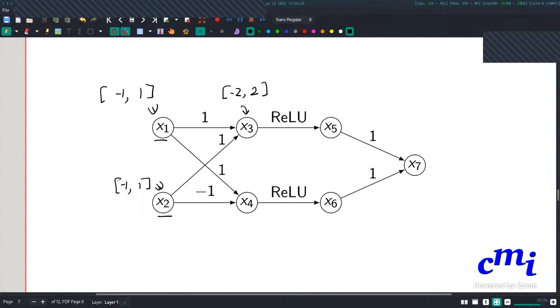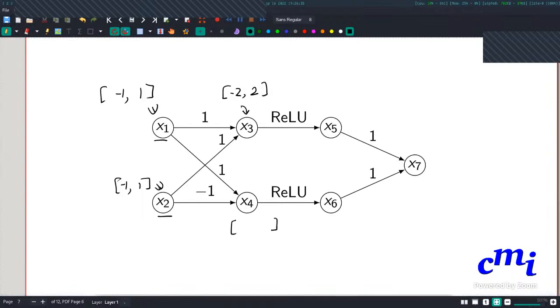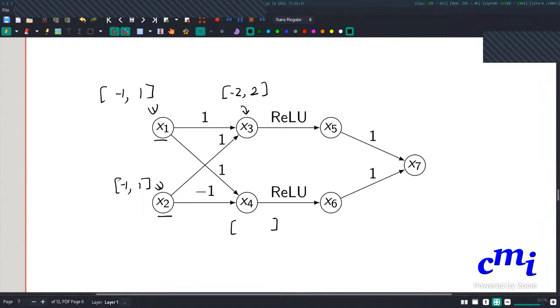And similarly, for x4, again, what is the range of values? Can someone tell me? What is the range of values x4 will lie in? Hello?